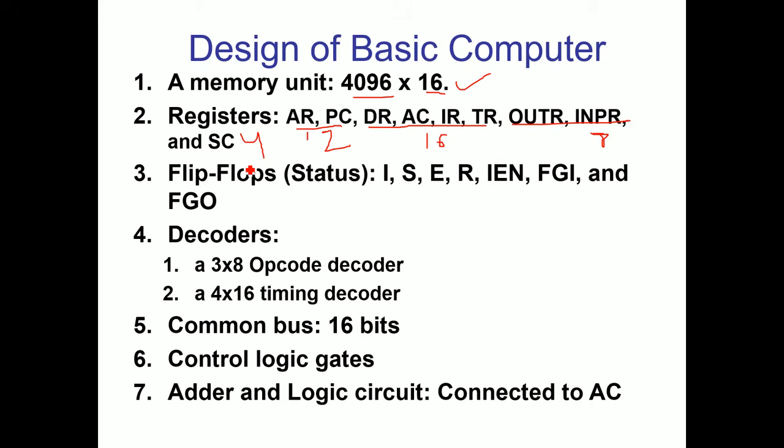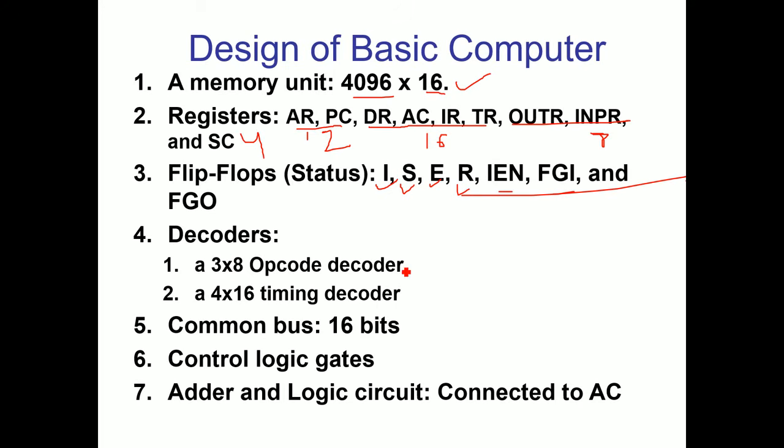So we will have 16 timing signals from T0 to T15, and we have several flip-flops, like the indirect flip-flop, I. S stands for start-stop flip-flop, E for extended flip-flop. R stands for the flip-flop we check to know whether it is the instruction cycle or the interrupt cycle. IEN stands for interrupt enable flip-flop. FGI stands for input flag flip-flop. FGO stands for output flag flip-flop.